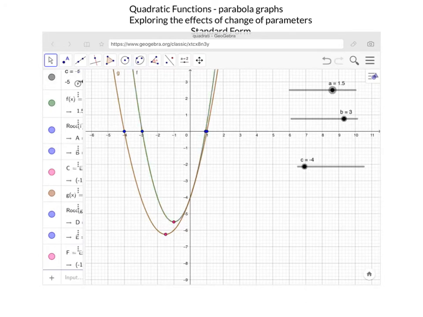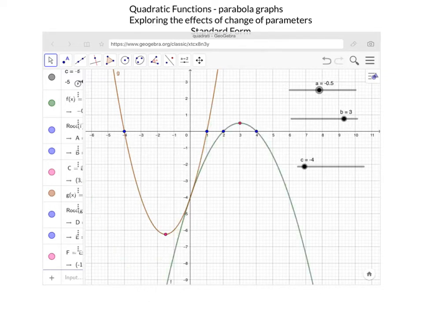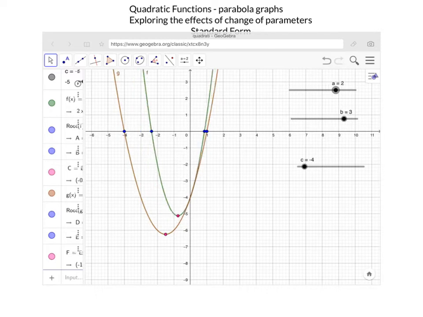When a is changing, let's see now the graph. When a is between 0 and 1, the graph is expanding. When a is after 1, the graph is contracting. Of course, the turning point will change, and the x-intercepts and y-intercepts will change. Let's come back to the original.